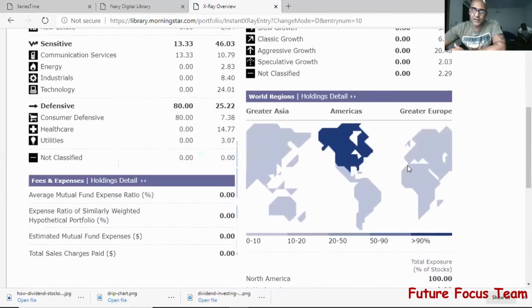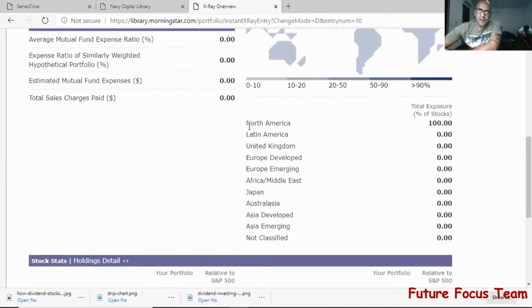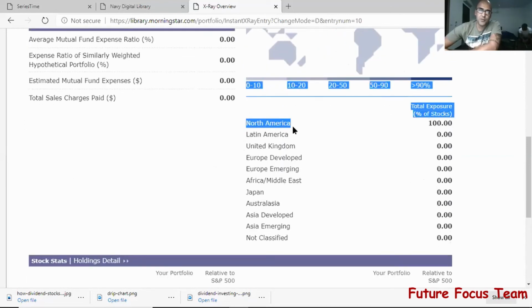Another cool thing down here is it shows you your global reach. All right, we're running out of time. You've got 10 minutes left. It shows you how much of the globe you're hitting. So in this portfolio, we're just hitting the Americas, so we're not diversifying ourselves fully. And right here is a little more specific, just North America.